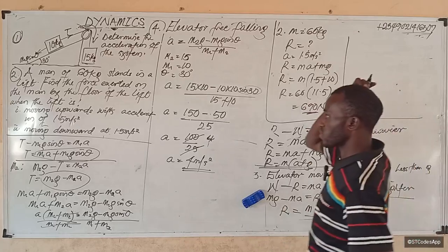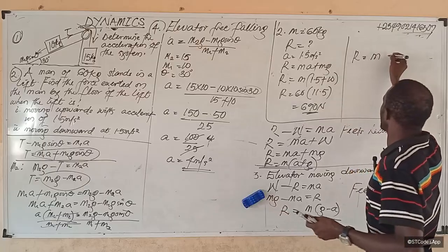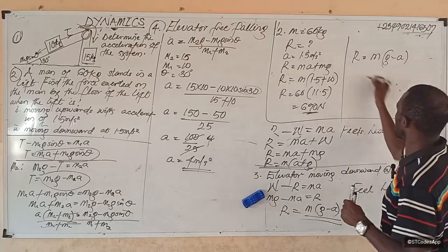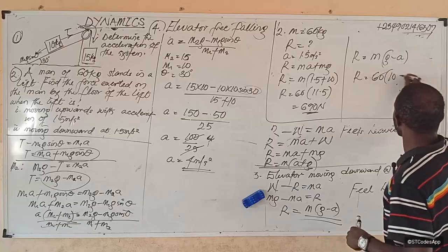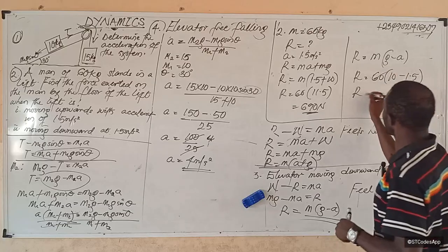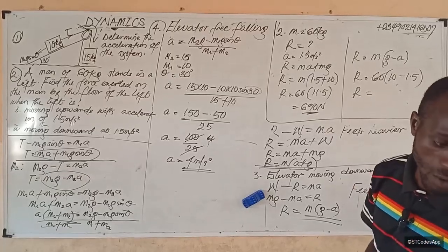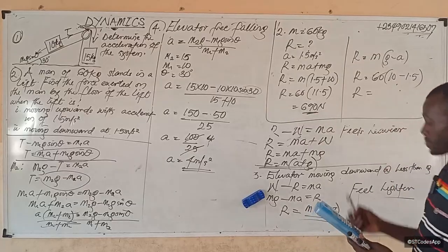Then the second question says, when the body is moving downward with that acceleration, very simple. R equals m into bracket G minus A, because that is downward. The body will feel lighter. So R will equal m, which is 60, into bracket 10 minus 1.5. So you see that what you get is actually going to be less than the actual weight of the body. Here, what we got is greater than the weight of the body.